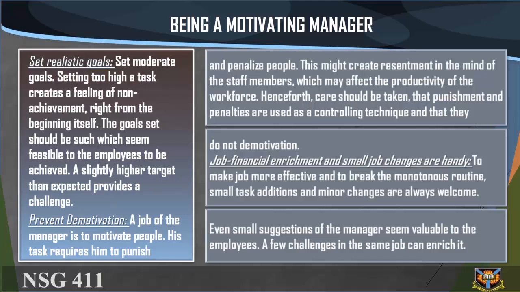F. Job enrichment and small job changes are handy. To make a job more effective and to break the monotonous routine, small task additions and minor changes are always welcomed. Even small suggestions of the manager seem valuable to the employees. A few challenges in the same job can enrich it.